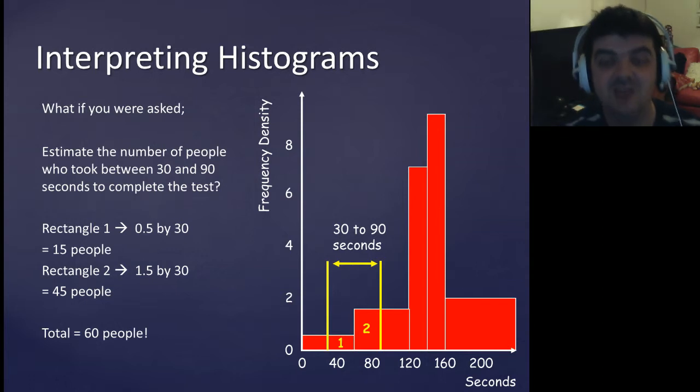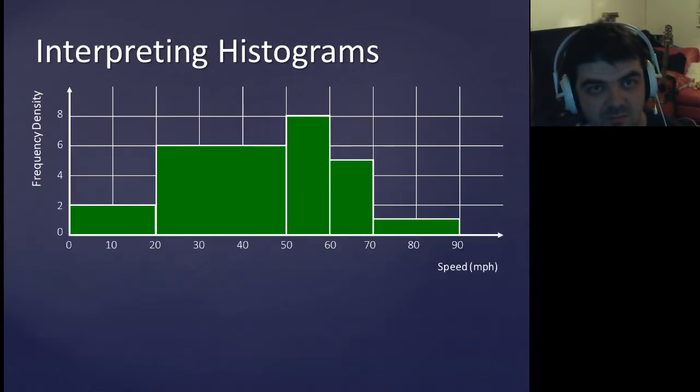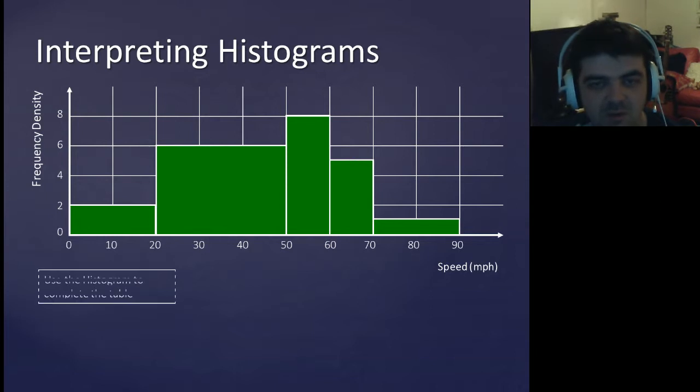Quite easy as long as you know what you're doing, and as long as you know that the area of those bars is the frequency, then you're good to go. What about in this one? Here's a histogram that's been drawn with frequency density and speed along the axes. We have to use the histogram to complete the table, so it's a bit like in reverse.